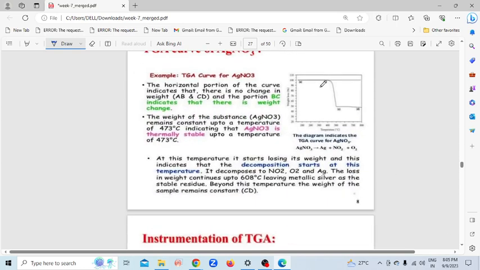This is the AgNO3 curve. When AgNO3 decomposes, it forms Ag, NO2 and oxygen. So these gases will be evolved, and obviously mass loss will occur. Mass loss will occur from here to here, and it is due to NO2 and oxygen. So this is all about this type.